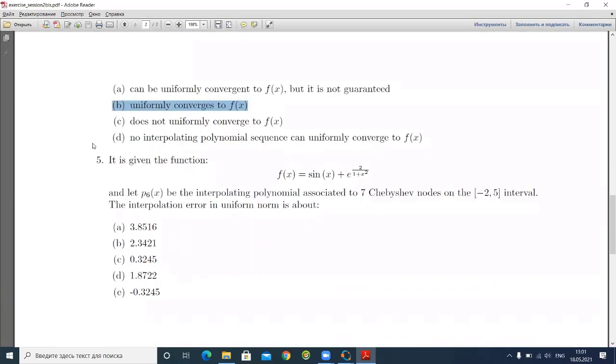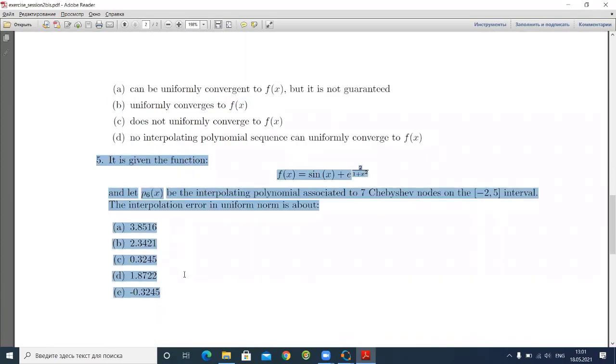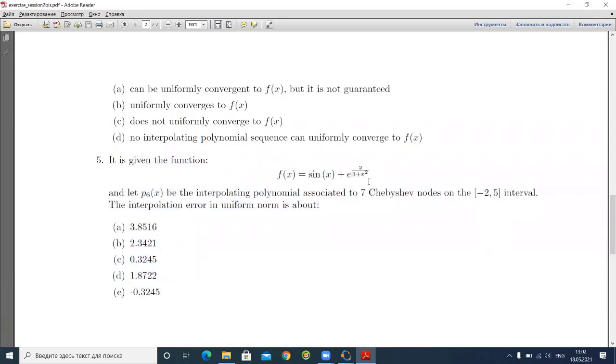But in number five, we will do it in MATLAB. It is given the function f of x, and let p6 be the interpolating polynomial associated to seven Chebyshev nodes on the interval minus two and five. The interpolation error in uniform norm is about, so we need to find this interpolation error in uniform norm. Let's quickly do it.